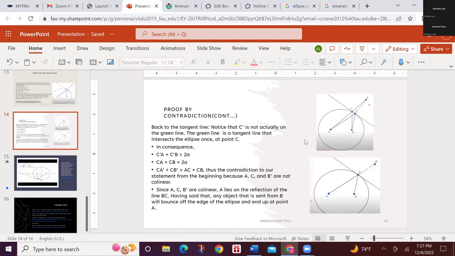Thus the contradiction to our statement from the beginning, because A, C, and B prime are not collinear. Since A, C, B prime are collinear, they lie on the reflection of the line BC. Having said that, any object that is sent from B, from one of the foci, will bounce off the edge of the ellipse and end up at point A, which is the other focus.